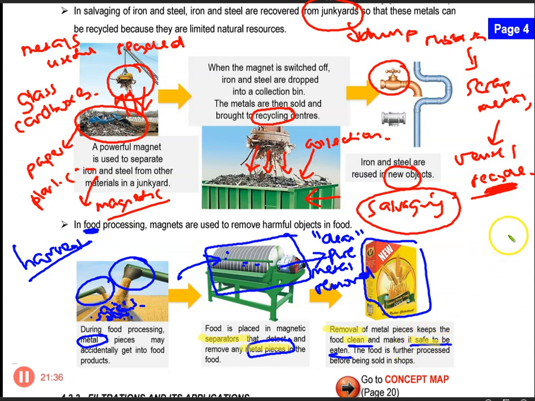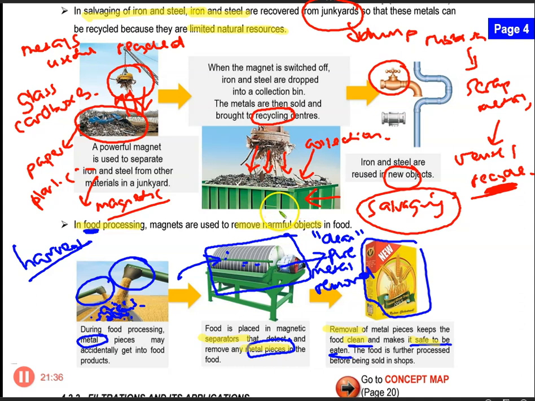All right, so this is something that you will need to know. This is quite a useful application of magnetic attraction in the salvaging of iron and steel, as well as in food processing. Remember, with iron and steel, we want to make sure that they can be recycled. Why? Because they are limited natural resources, so it is useful. In food processing, when we separate the metal, we do not want to separate it so that we can eat the metal. No, rather, in food processing, magnets are used to remove harmful objects.